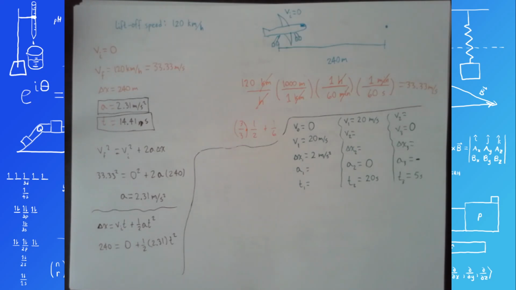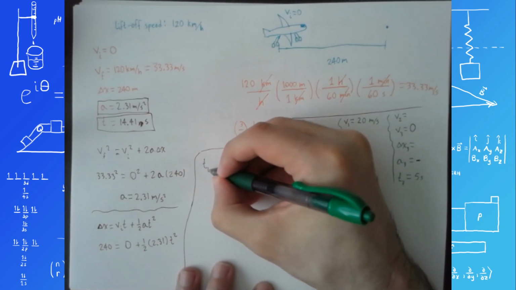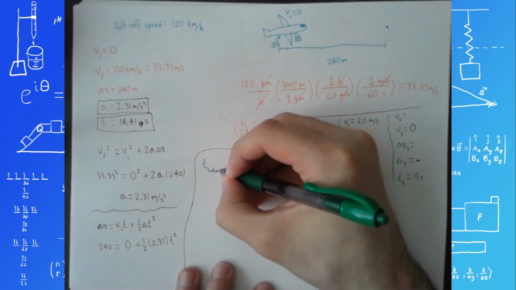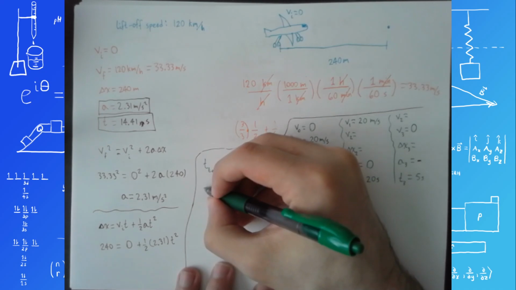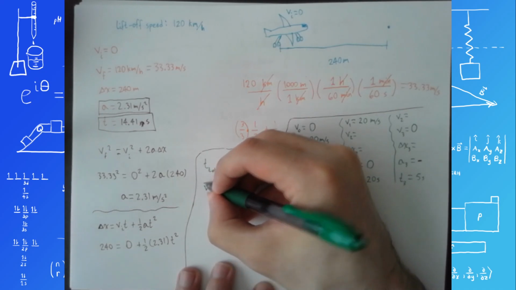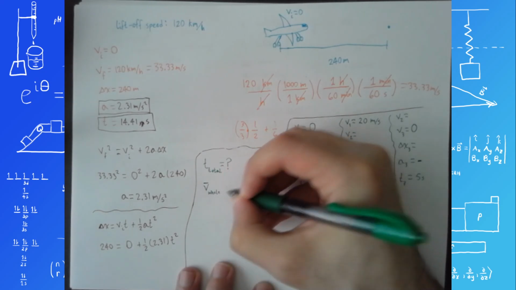All right, and the big questions are, how long is the truck in motion? So the first question is t total. What is it? And question 2 is, what is the average velocity of the whole trip? Whole trip.